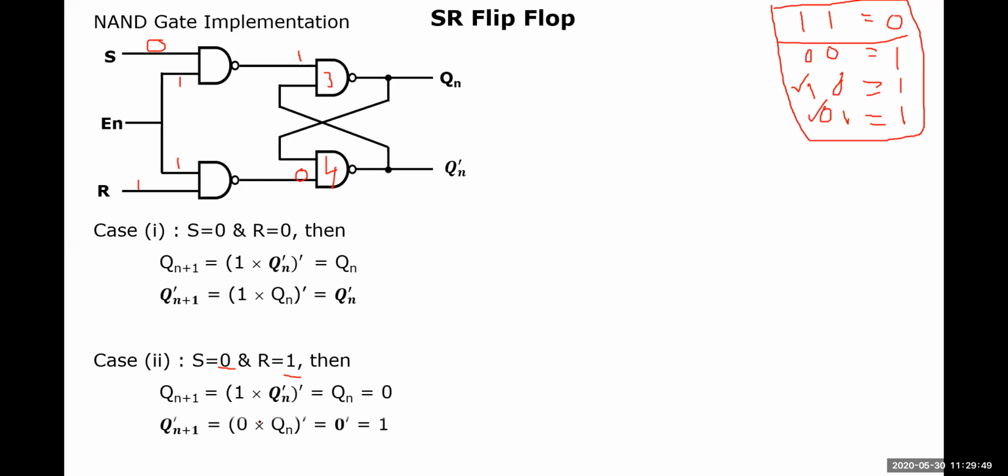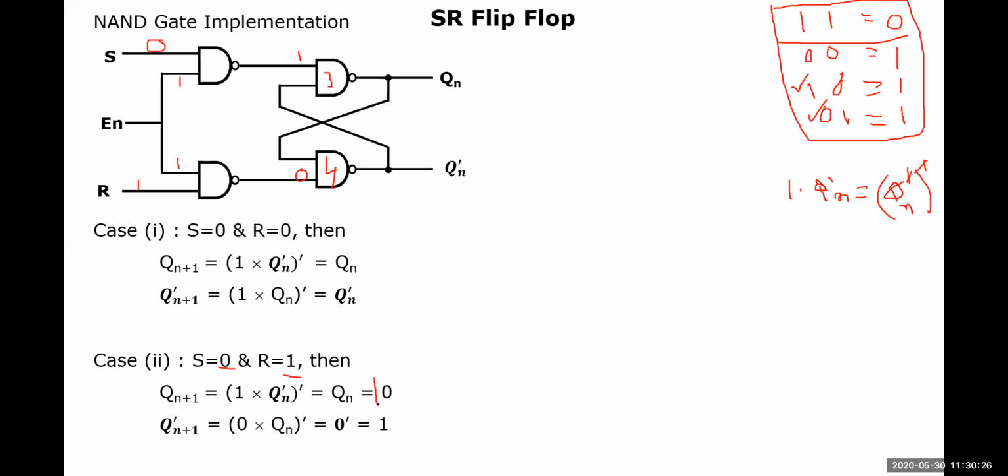So here Qn plus 1 will be taken something like this. Qn plus 1 equal to 1 into Q complement N whole complement, 1 into Q complement N whole complement, that will be equal to Qn. So how could it become? So 1 into Q complement N will be equal to Q complement N only. And if you apply whole complement, Q complement N whole complement will be Qn.